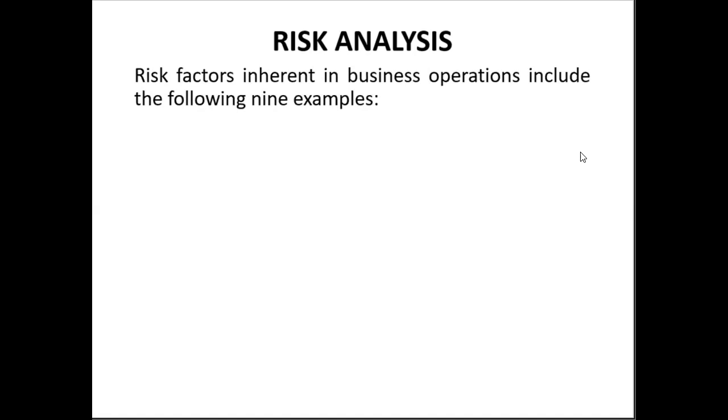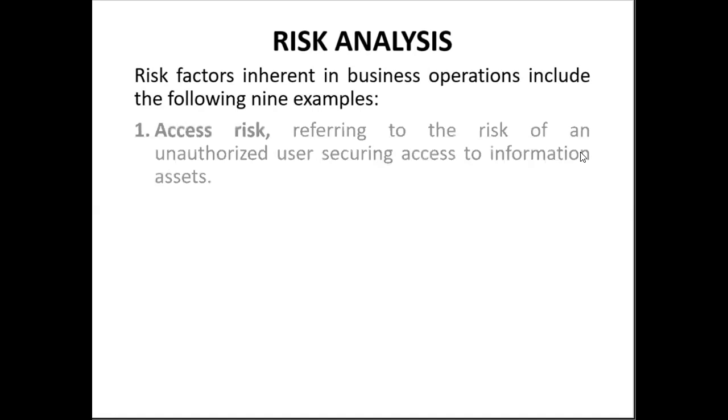Now, there are several risk factors that are inherent in business operations, and we will look at some examples. The first one to consider is the access risk. An access risk basically refers to the risk of an unauthorized person having access to information assets, either through access of the password or having physical access to the organization's information assets or information resources.